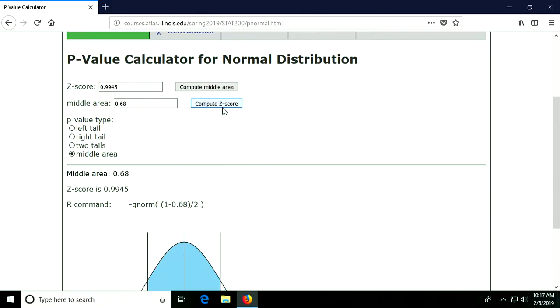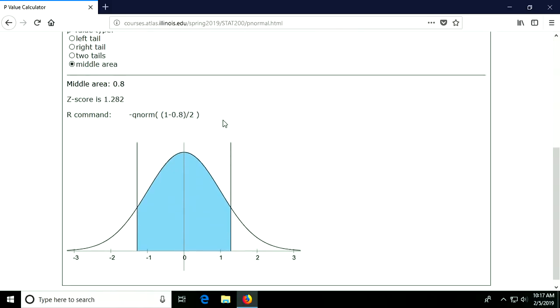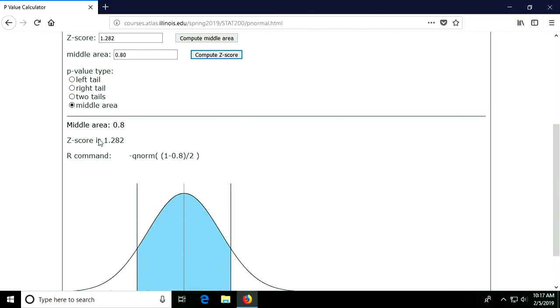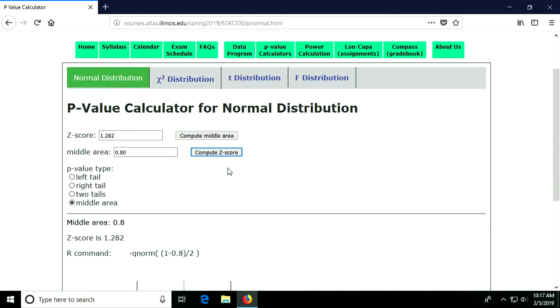68, and then we'd compute the z-score. Now this is very, very close to 1. So for an 80, I bet it's going to be like 1.29 or 1.28 instead of 1.3. These are just the R commands. At some point we're going to be doing some bonus problems with R. Okay, so that's the idea. Any questions on that?